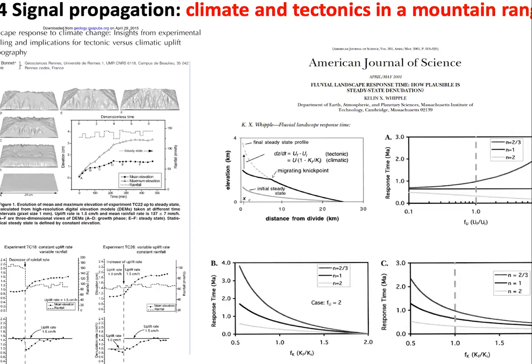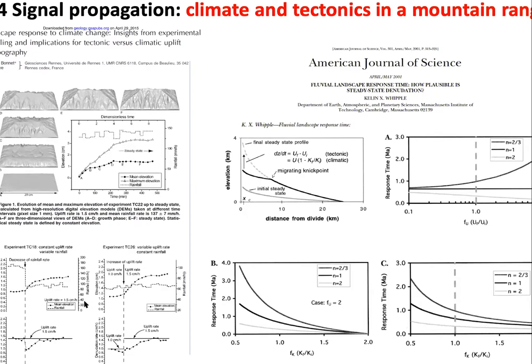So the difference between a change in uplift rate and a change in climate is that the change in climate impacts the whole landscape everywhere at the same time. Whereas a change in uplift has to propagate from here towards the inside. And you probably have seen that with knickpoint propagation. A change in climate does not do knickpoint propagation, or it does some sort of different knickpoint propagation.